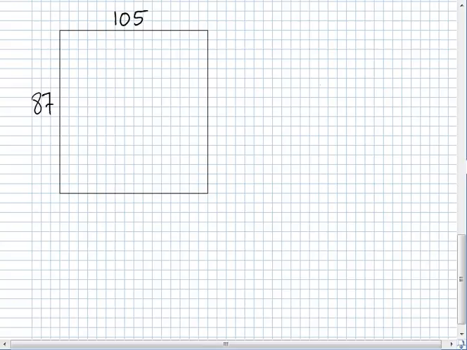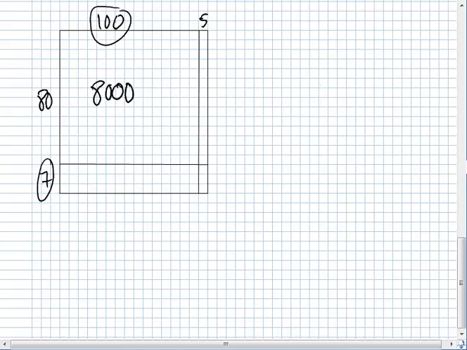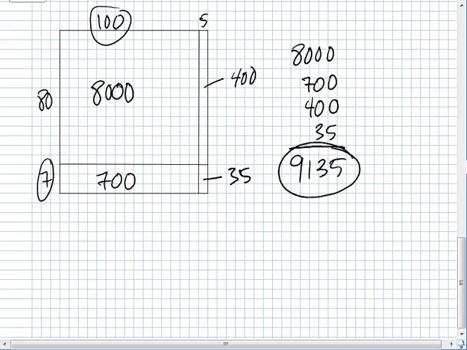Here it goes. So I broke my rectangle up that way, which makes it really easy to find all these other small areas. And just so people know what we're doing in case you can't figure out what I'm doing, the area of this space right here, I'm just going to do the length times width. So 80 times 100 is 8,000. And then 7 times 100, that's going to be 700 there. And then for this area here, that's going to be 400, 5 times 80, and 5 times 7 gives you 35. And if you add up all of those, you get the answer 9,135.